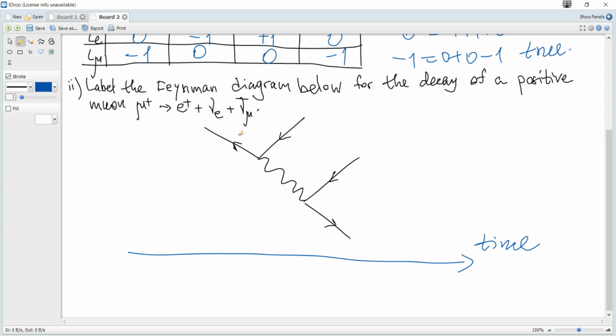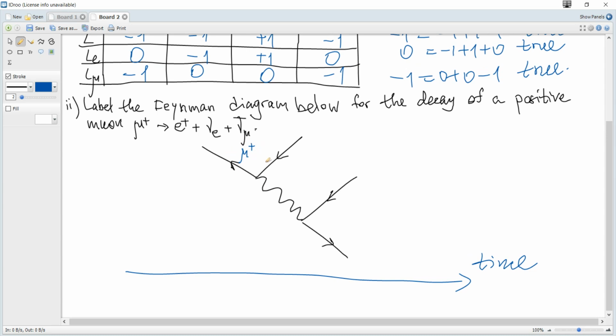So initially there is a muon, and after the reaction we can see that there are a positron and an electron neutrino, and they always arise in a pair, for lepton E number to be conserved. A positron is always accompanied with an electron neutrino, and an electron is always accompanied with an electron antineutrino.